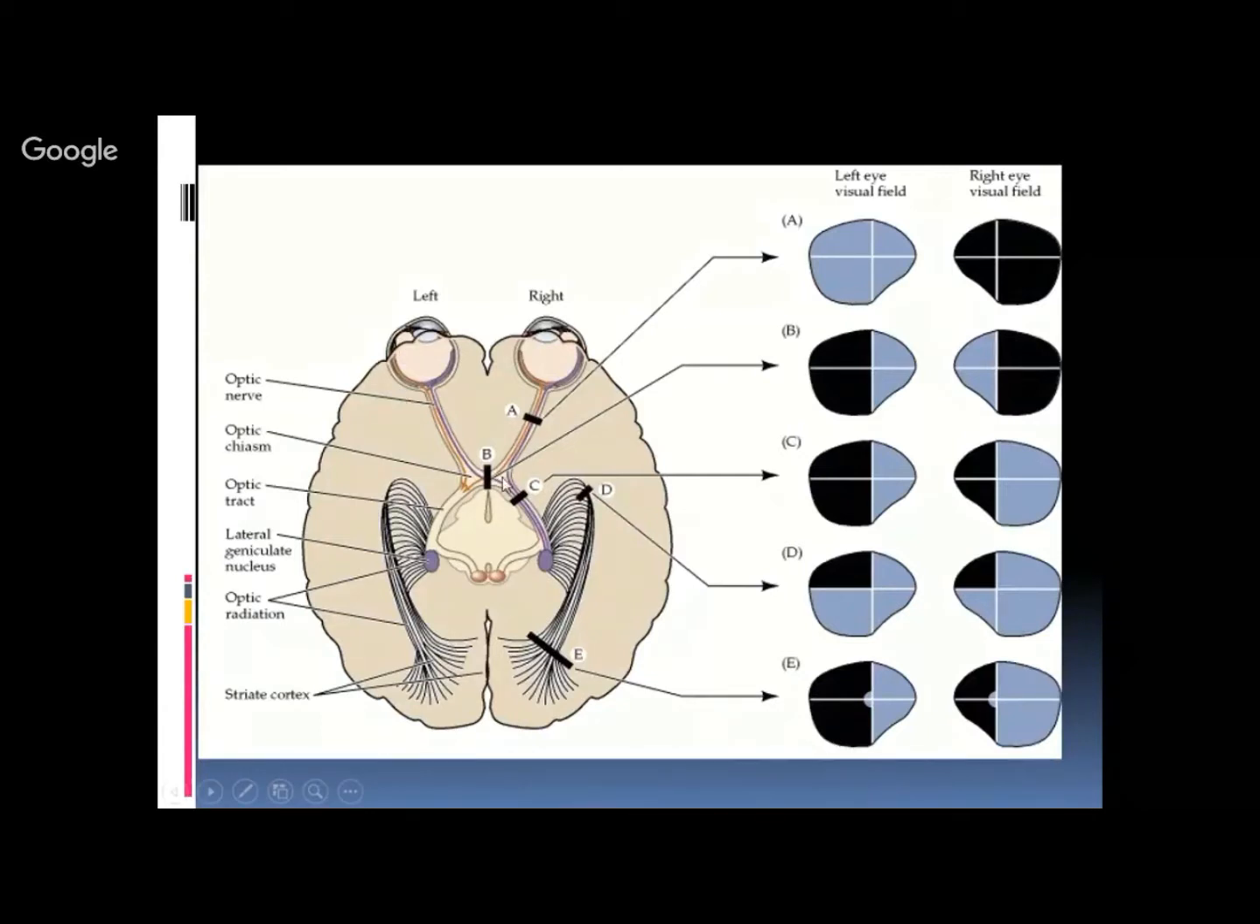Okay, we talked about a chiasm lesion. Again, it tends to be the lateral visual fields that are taken out. And if you had something impeding or affecting the optic nerve, you lose vision in that affected eye.